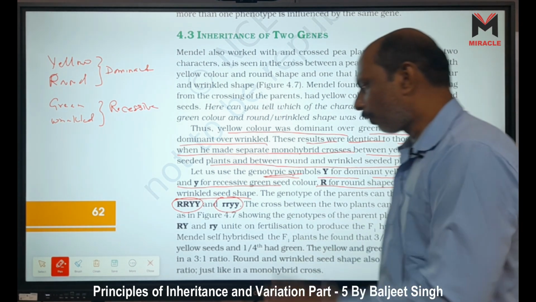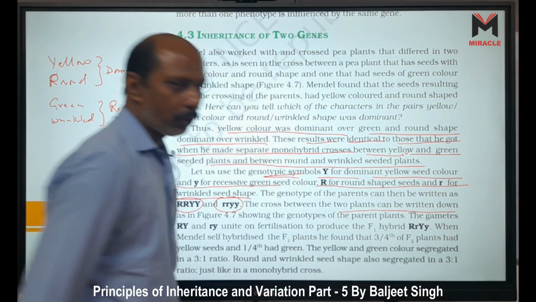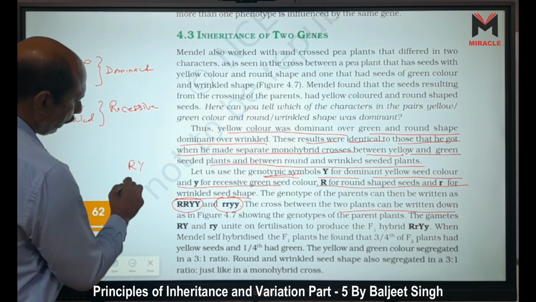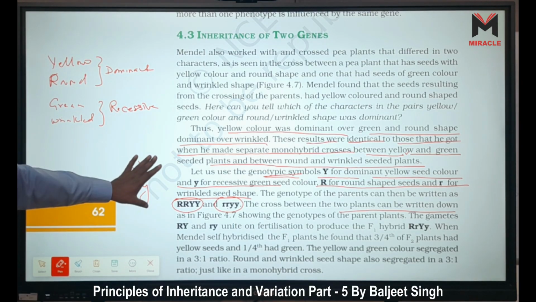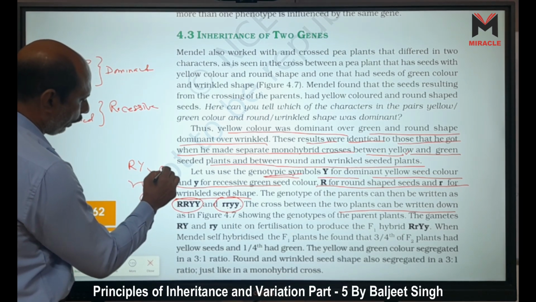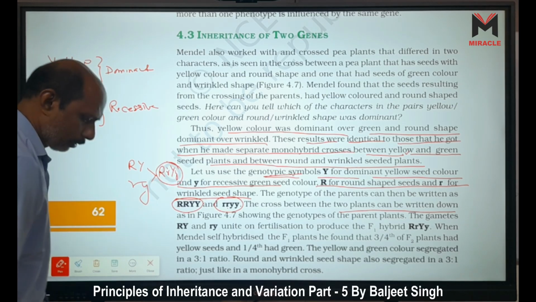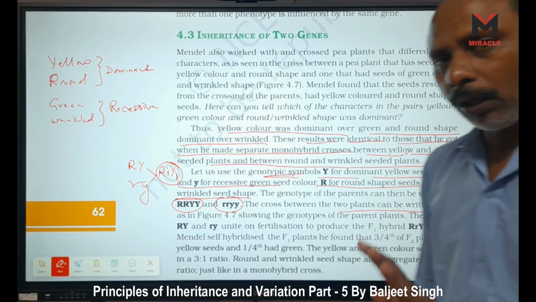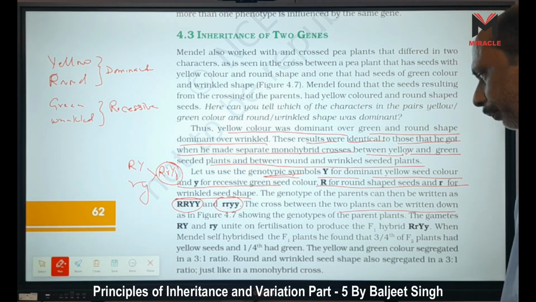Now we have two types of gametes here. The cross between the two plants can be written down. Capital R and capital Y is one gamete, and in the other, small r and small y. Only two types of gametes are there. When they are crossed with each other in the F1 generation, we get only what? Capital R, small r, capital Y, small y hybrids. In the F1 generation, we get all hybrid plants with only round and yellow seeds.